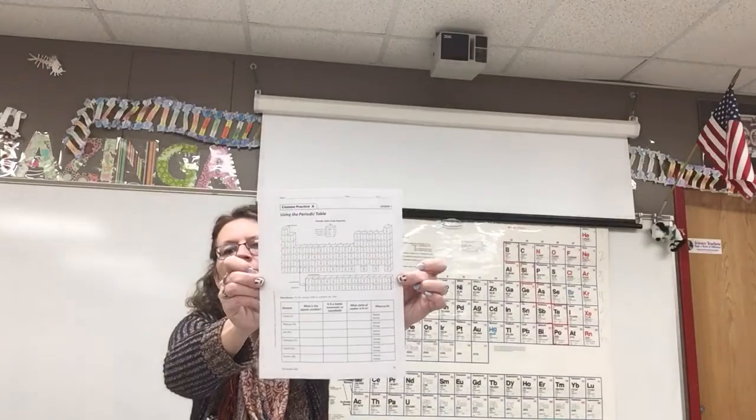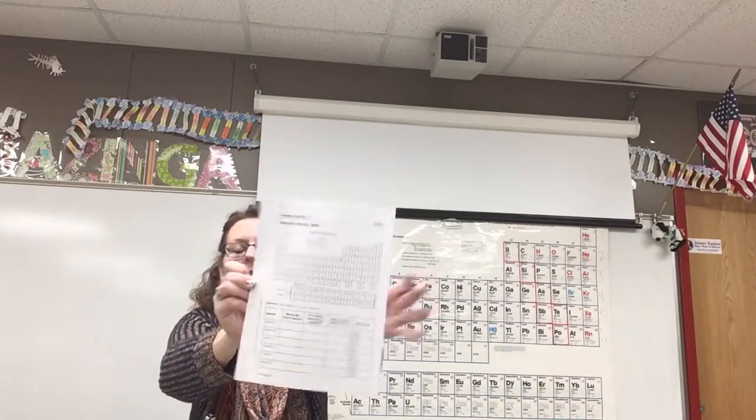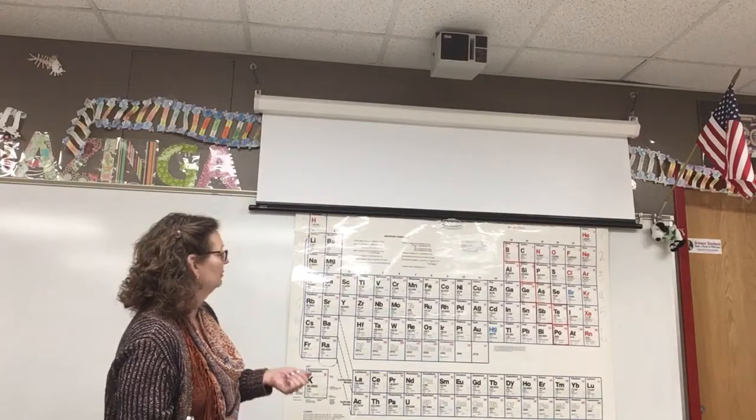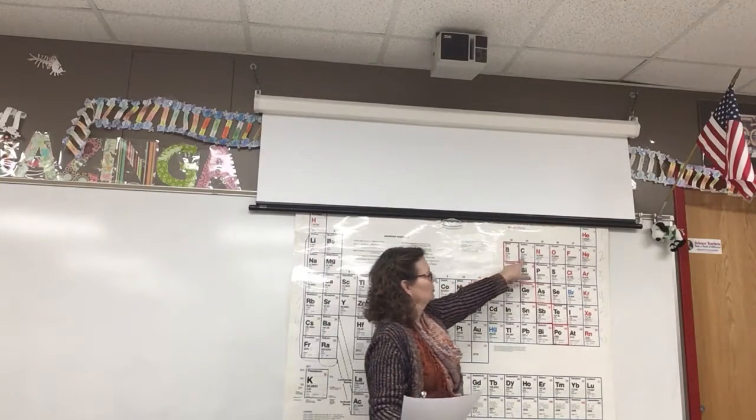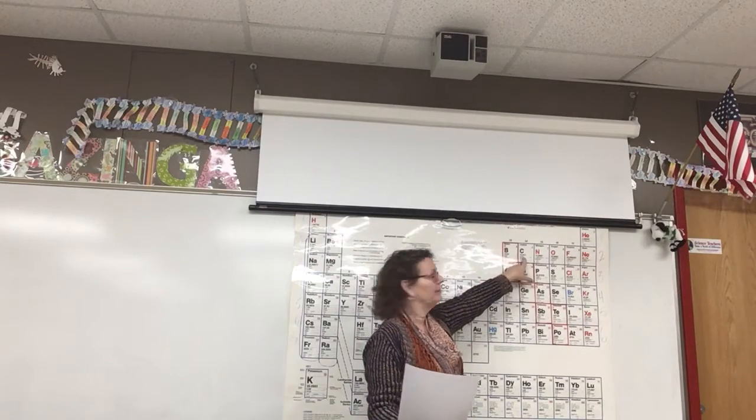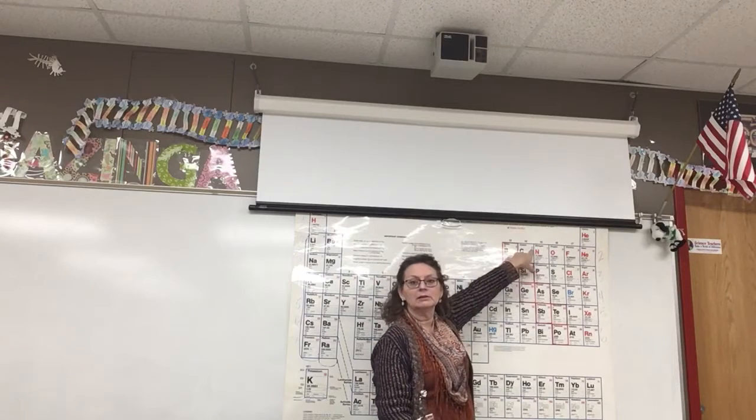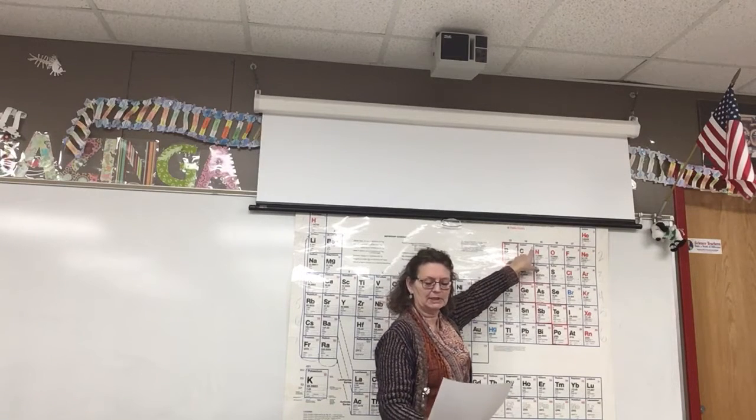One of them, this first one I'm going to go over with you, okay? It says, for example, carbon. What is the atomic number? So you find carbon on the periodic table. It's right over here. That's carbon. The atomic number is 6. So you'll put a 6 there.